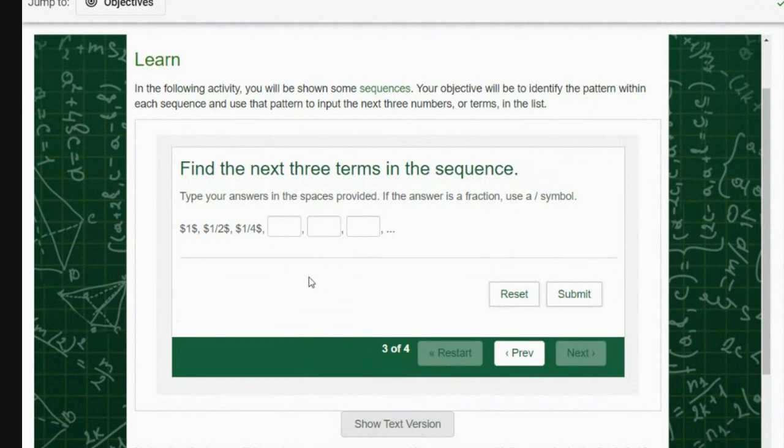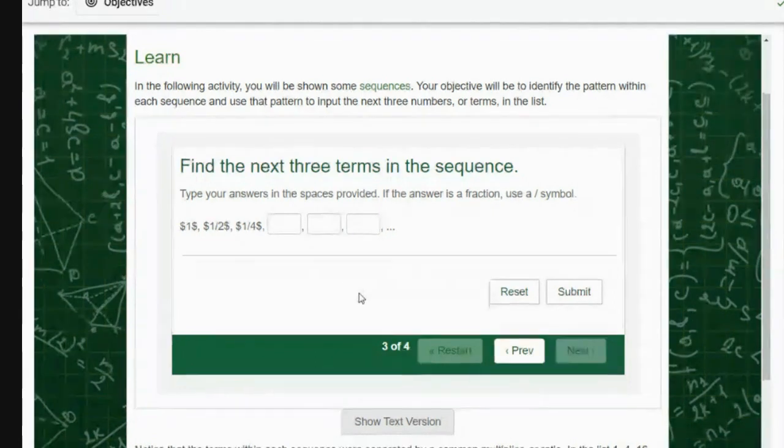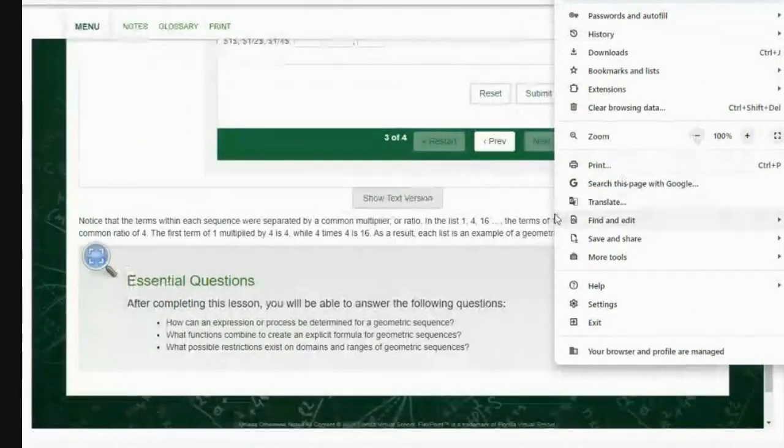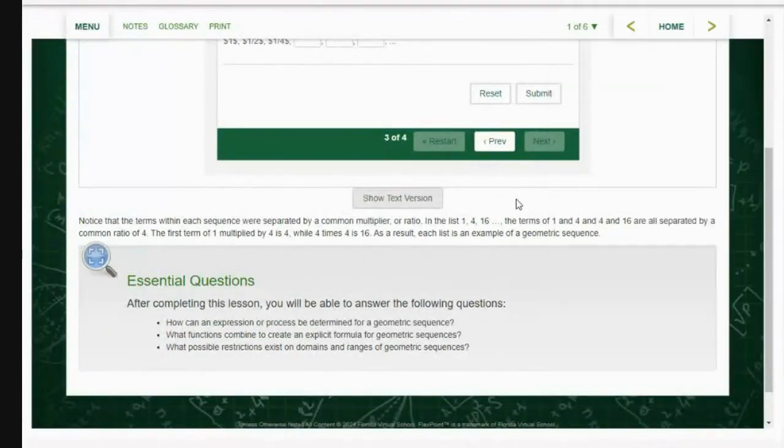This one just does fractions. I don't know why there's a dollar sign on both sides of the number. That's weird. 1, 1/2, 1/4. So it's obviously multiplying by 1/2 each time. So 1 times a half is a half, times a half is a fourth, a fourth times a half is an eighth, an eighth times a half is a sixteenth. So we'll bow out there. If you want to go back and see if you can get those last two.